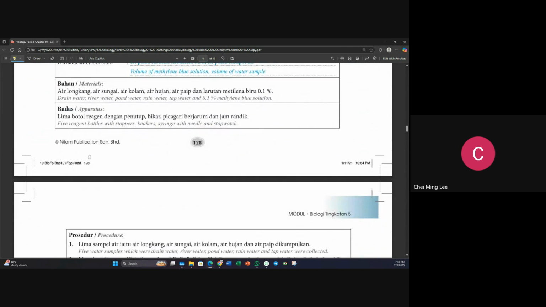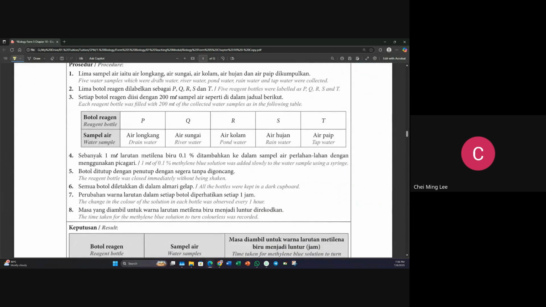So now, we put all these 5 types into 5 reagent bottles together with the stoppers, with some beakers and a syringe with needle to take the water and put inside to test for the methylene blue. Now let's see what happened. The 5 water samples, drain water and so on, are collected. Each reagent bottle is filled with 200 ml of collected water sample. Then 1 ml of 0.1% methylene blue solution is added slowly using a syringe, and we close the reagent bottle without shaking it.